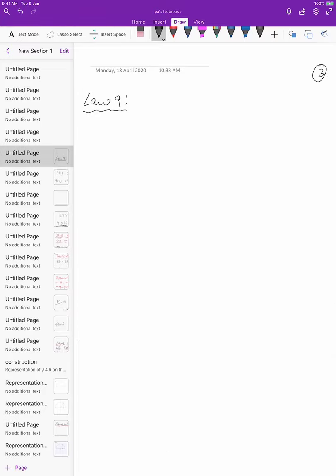Now law 9 is, if you have the pth root of a raised to the power p, it will always be equal to a. This I have already told you many times while doing the questions.